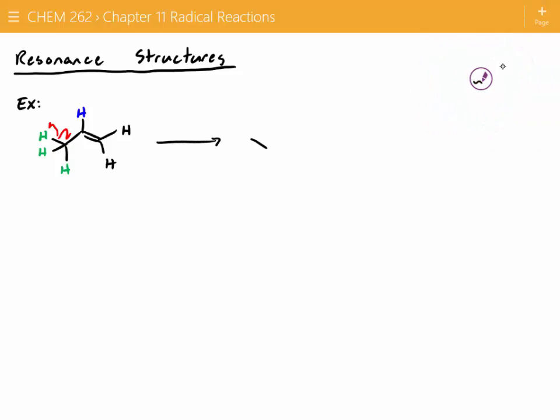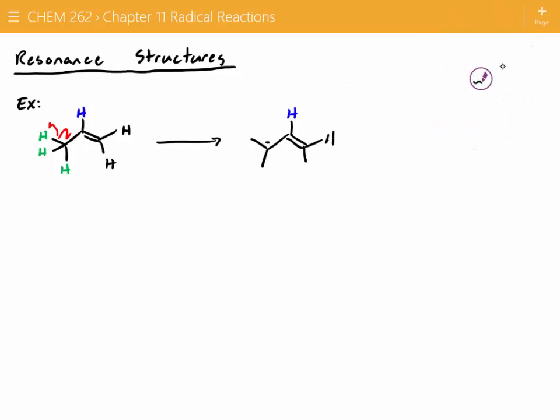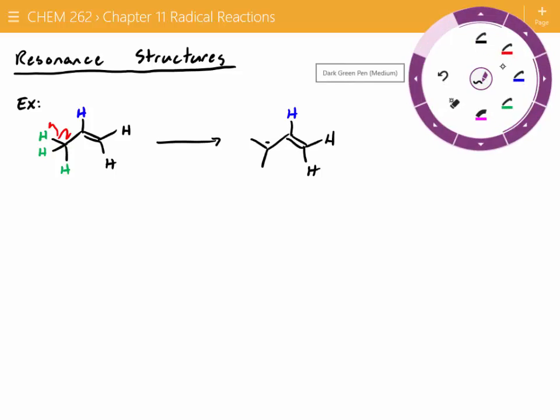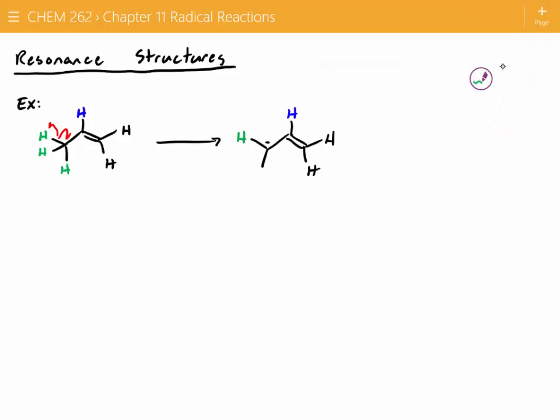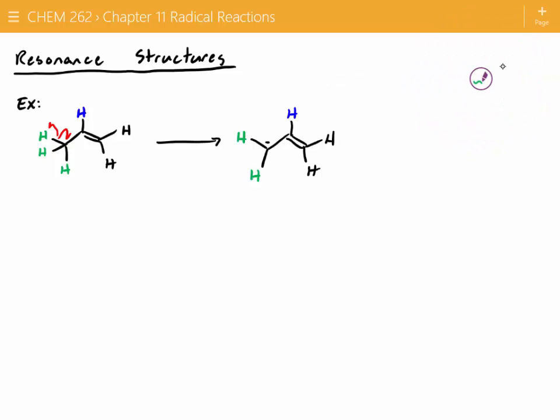If we do that, now we've got two hydrogens in that position, along with a radical. And I'm going to try to keep the color scheme all the same here. And then we've got the remaining two green protons. We popped off one of them, so it will be hanging out on the left as its own radical.